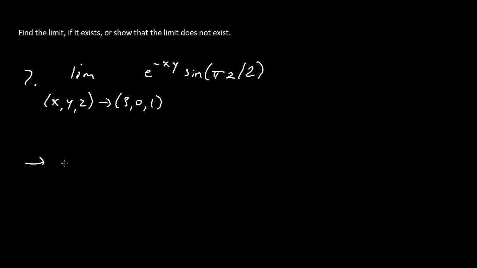So when I do that, we'll have e to the negative x, so negative 3, times y, which is 0, times sine of pi times z, so z is going to be 1 over 2. So obviously negative 3 times 0 is 0, and e to the 0 is 1. So then 1 times sine will give us sine of pi over 2. And so sine of pi over 2 is obviously equal to 1, so that is the limit.